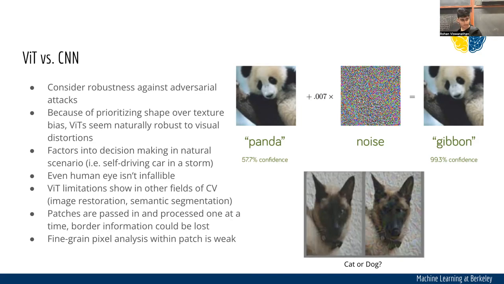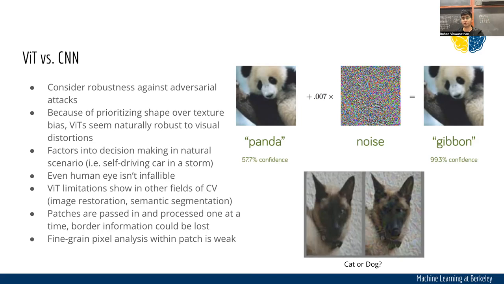Essentially, if we take an image and break it into patches, now we're treating each one of these patches as its own data point. So any information within this patch, we're treating as the same. These are all the same, this is all the same. So if we wanted to do something that needs really fine-grained pixel analysis within a patch, we're not able to do that. That's where both CNNs and vision transformers are a little weaker.